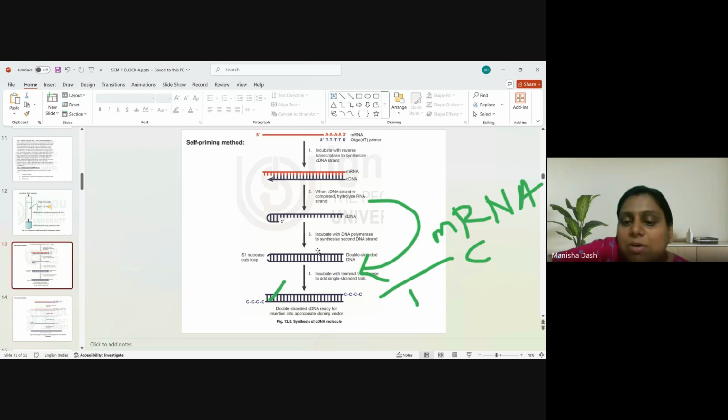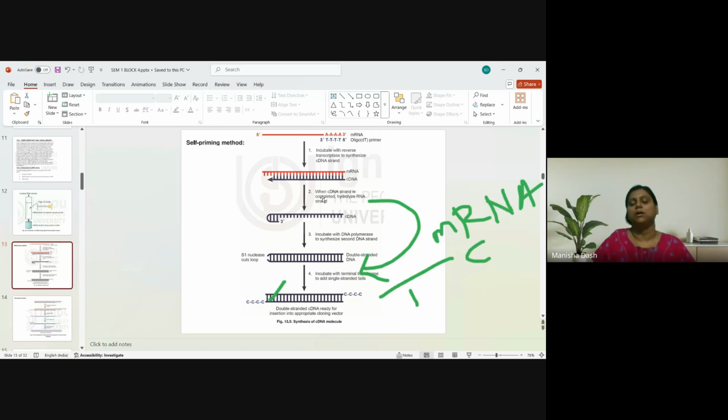Again, you can incubate with DNA polymerase to synthesize the second DNA strand, and you can use S1 nuclease, another type of nuclease enzyme, to cut the DNA loop. Whatever loop is found, you can cut it and you have a double-stranded DNA. Then incubate with terminal transferase to add the single-stranded tails. The double-strand cDNA is ready for insertion into an appropriate cloning vector.